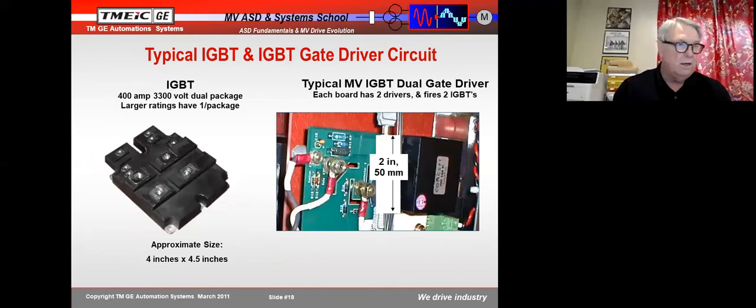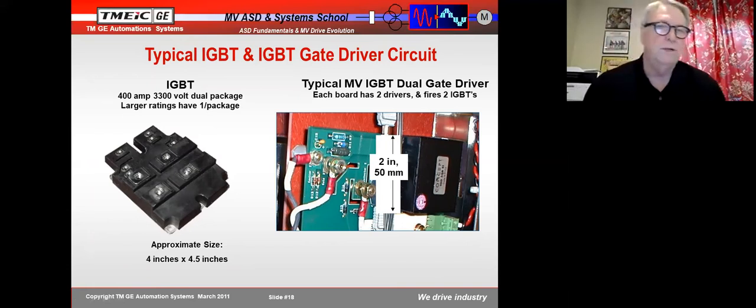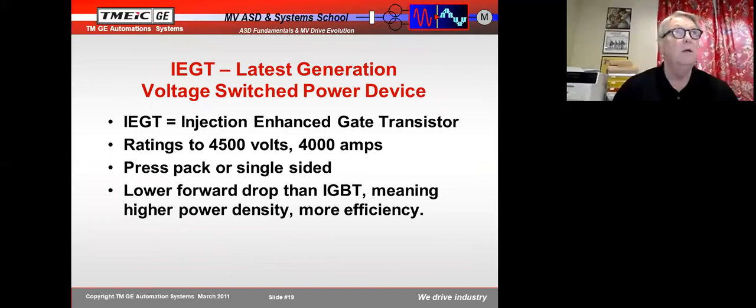And here is the one we love, the IGBT. Now, if I look at this IGBT, I don't know whether that's medium voltage or low voltage. They tend to look similar. But you can see that's 4 inches by 4.5, and I know because they told me this particular transistor is 400 amps and 3,300 volts. So wonderful, wonderful devices that we now have available to use in our medium voltage drive.